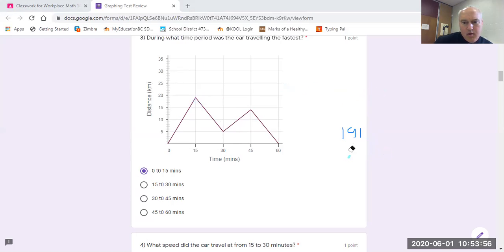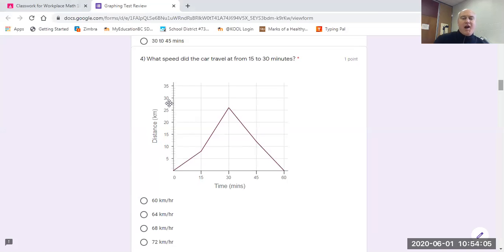So the next question is going to be very similar, but requiring a little bit more calculation. In this case, it actually asks us not which one is the fastest, but what speed did we actually travel from 15 to 30 minutes. So we are looking at this time frame from here to here, in 15 minutes. If I look at this, it looks like I was at 8 kilometers here, and it looks like I was at 27 or so here.